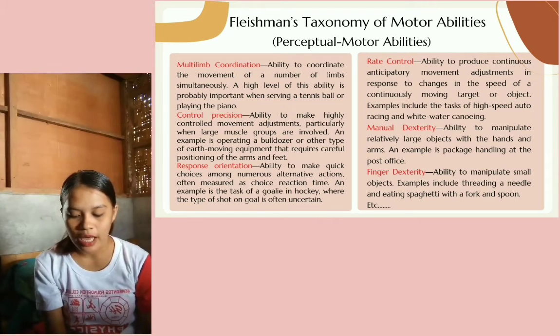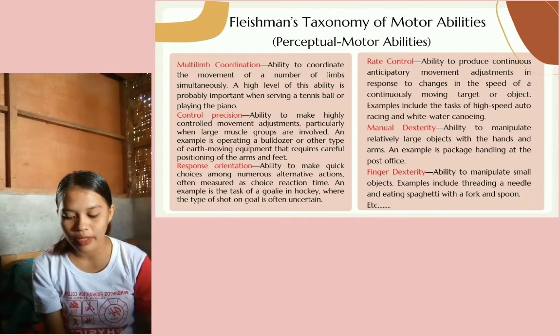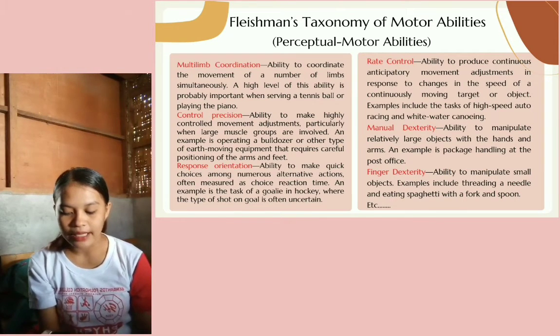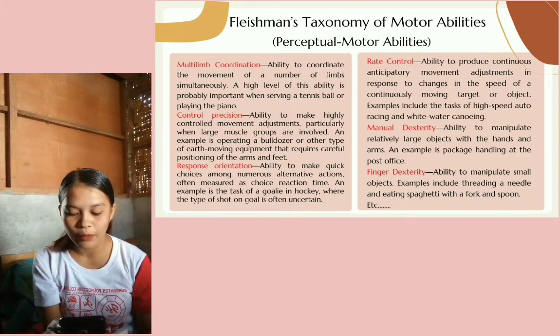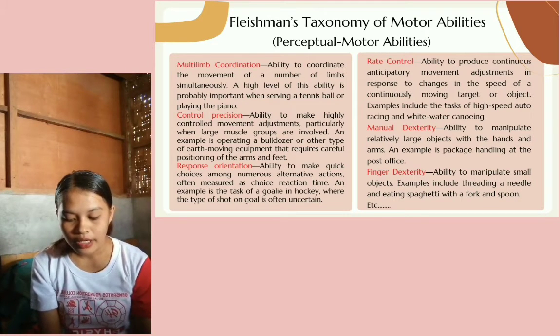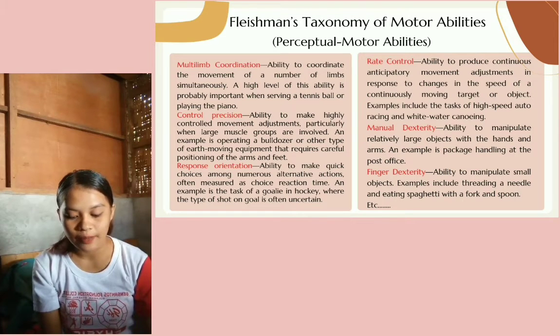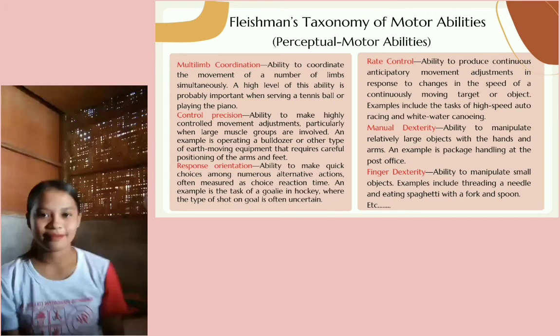Response orientation: the ability to make a quick choice among numerous alternative actions, often measured as choice reaction time. An example is the task of a goalie in hockey, where the type of shot on goal is often uncertain. Response orientation is a substructure of coordination that allows modification of the position of the body in space and time in response to a certain field of action, choosing rapidly between alternative movement patterns.